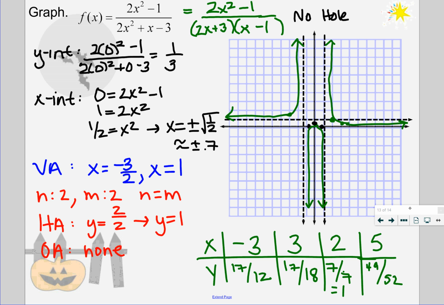So other points that are on here, Y-intercept, you plug in 0. I just use the original numerator and denominator and I get 1/3. So that's the point on my y-axis.